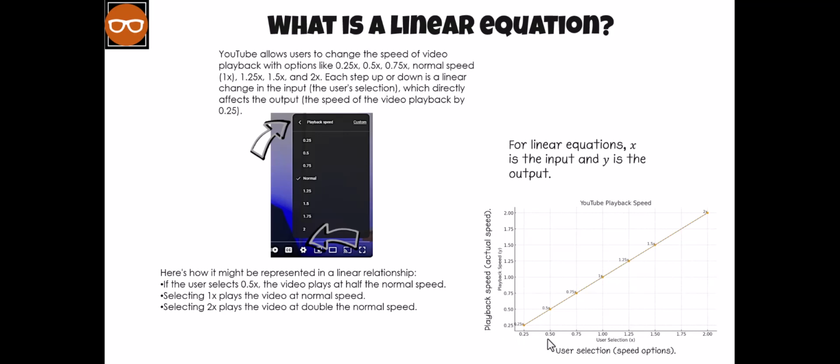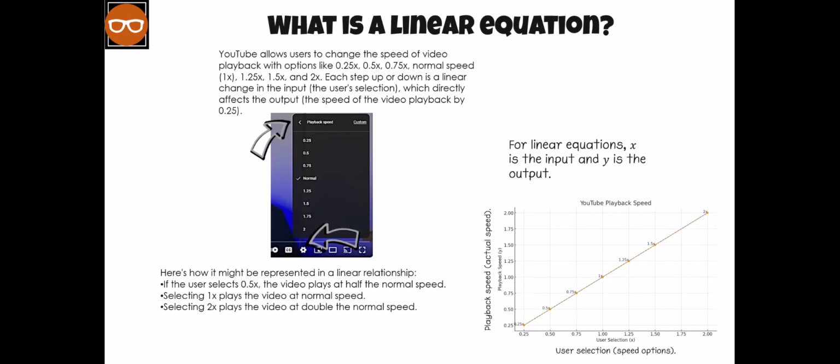So for instance, if I wanted to play half the speed, I would press 0.5. Notice that would be right here in my playback speed. So what happens? Well, it plays back at half the speed. If I select 3/4 speed, that's what I get. And 1, and so on. That makes a linear equation. Now this is a very basic linear equation, but it gives you an idea of what we're looking at.